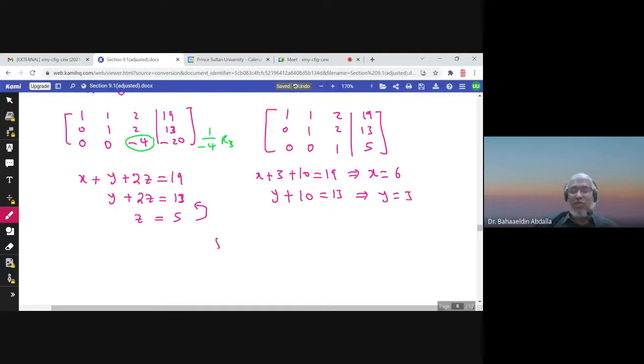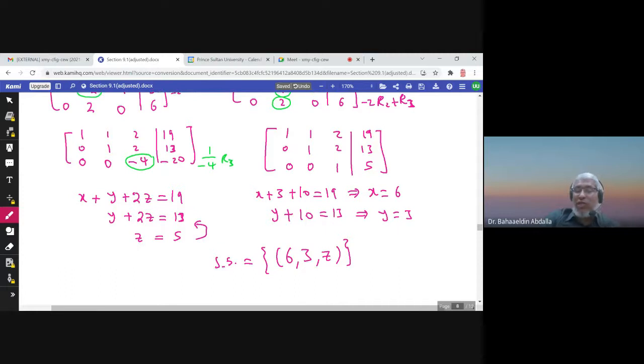So what is the solution set of the system? X is 6, y is 3, z is 5. So that's the solution as a point, okay? This is the answer of this question.